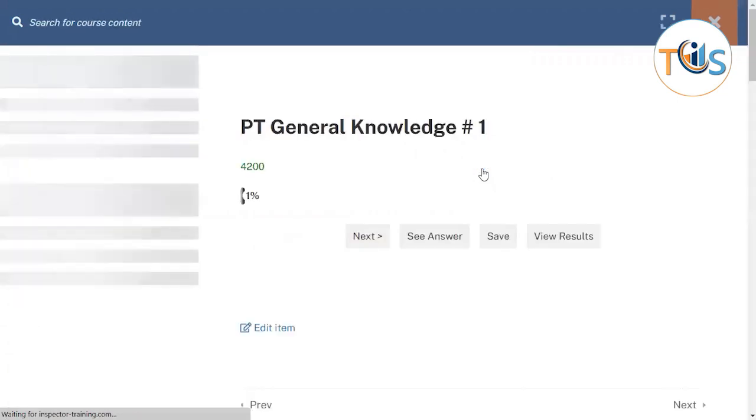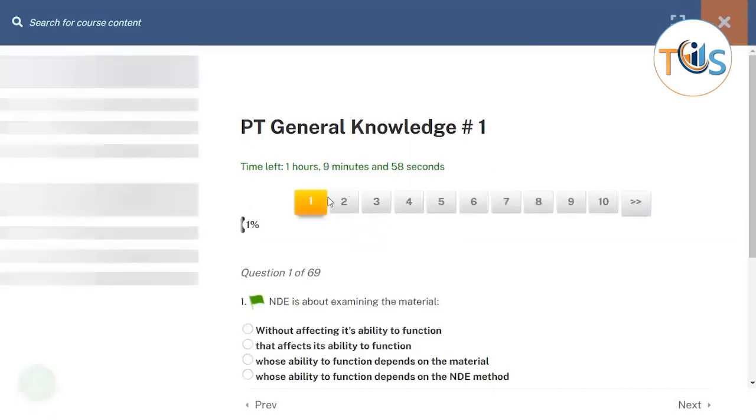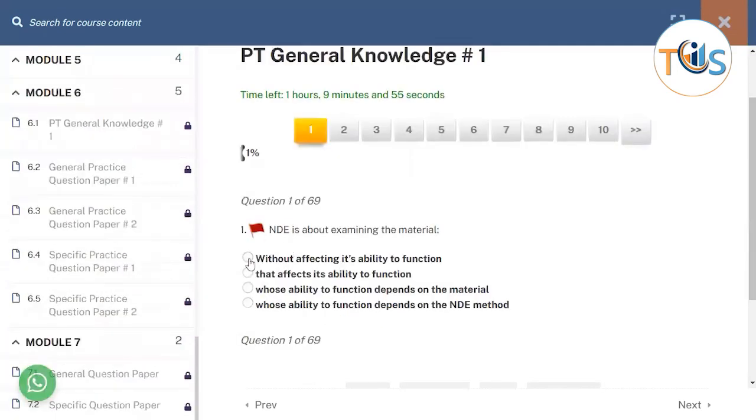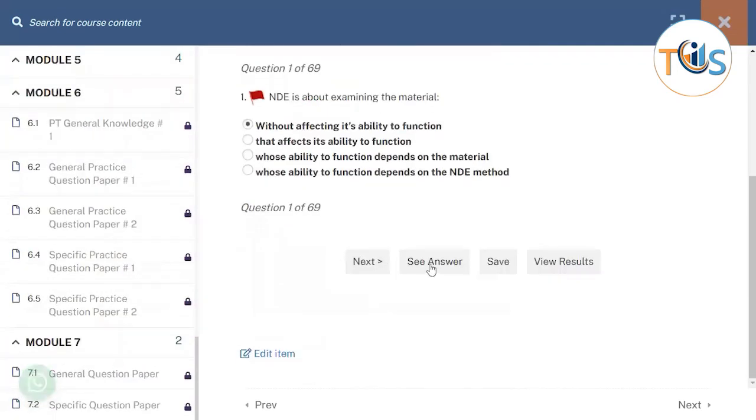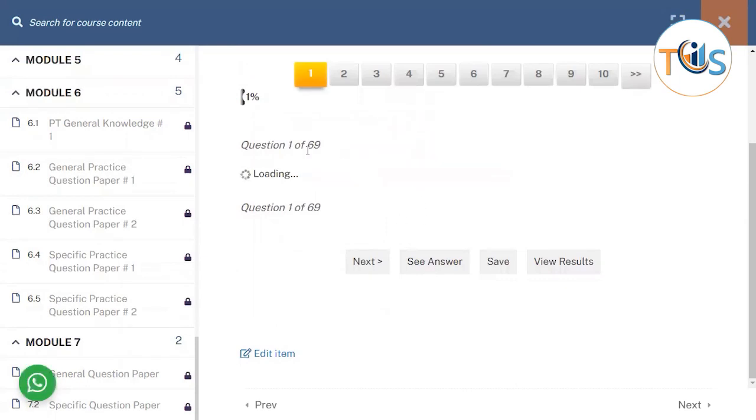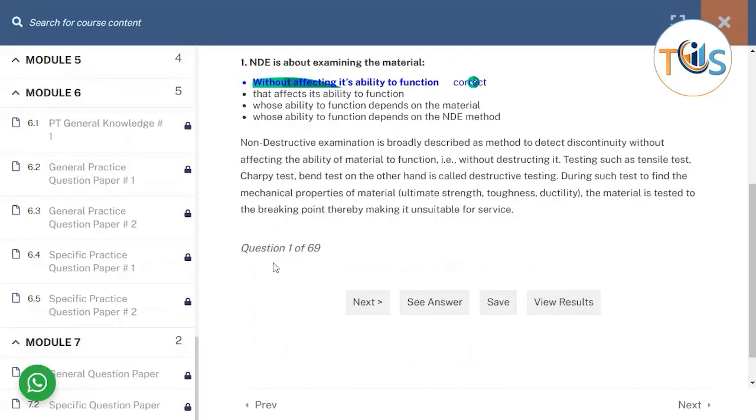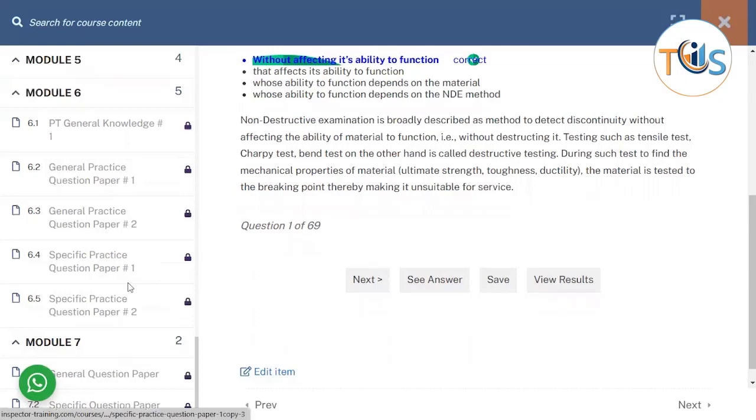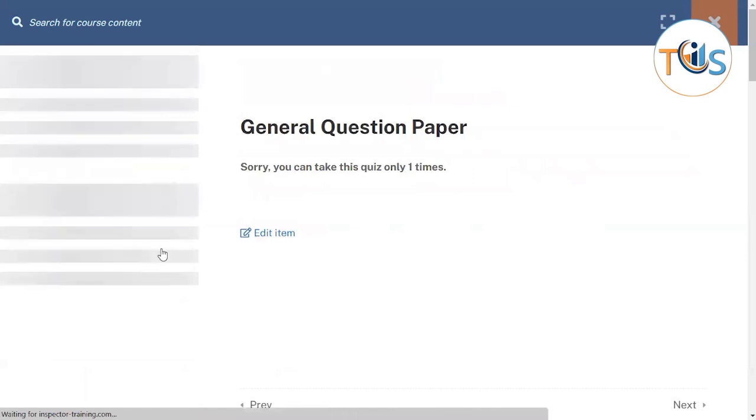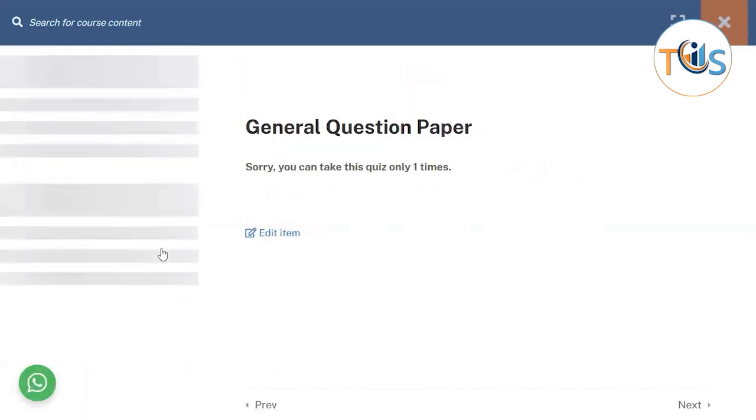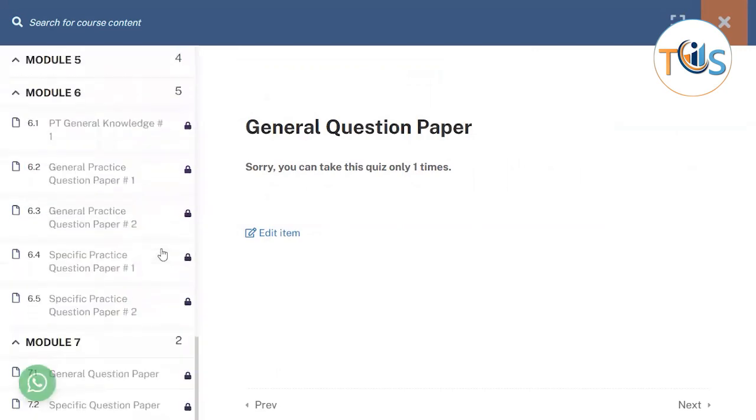Our practice questions are all timed and graded, and you can jump from question to question, and you can flag a question once you answer. Choose the answer. You can see the answer here on practice questions, but not on the main exam, which we'll have a look at, with all the explanation of why this answer is right or wrong. After 5 sets of questions, you'll go to the general question paper, 40 questions, 70 minutes, and then a specific question paper, which is 20 questions and 35 minutes. That would sum up your general and specific question papers.